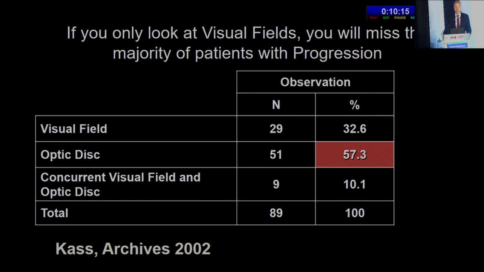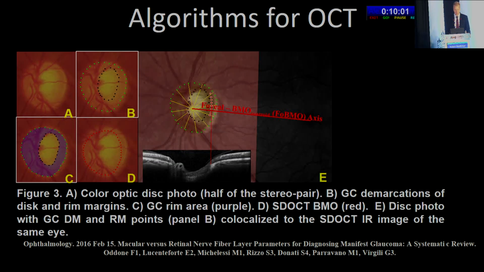This slide comes from the Ocular Hypertension Treatment Study, which showed that of those that develop glaucoma, more than 50%, 57% of them, develop glaucoma just based on structure. So again, the importance of OCT and looking carefully at the optic nerve.